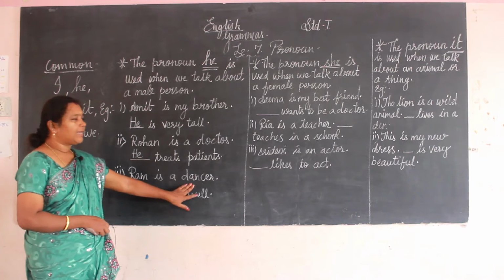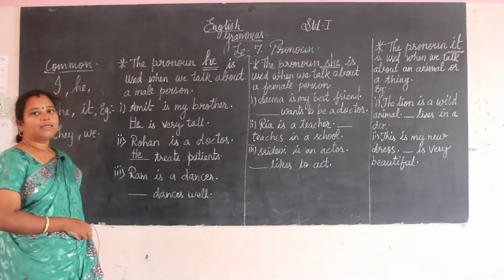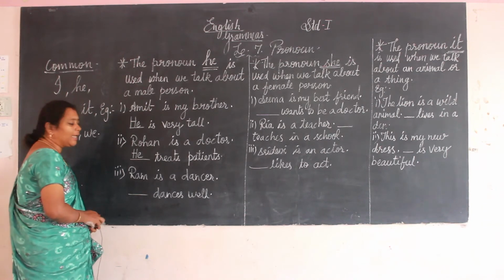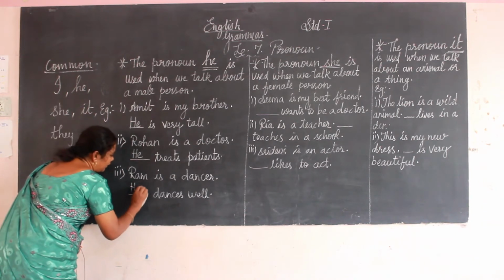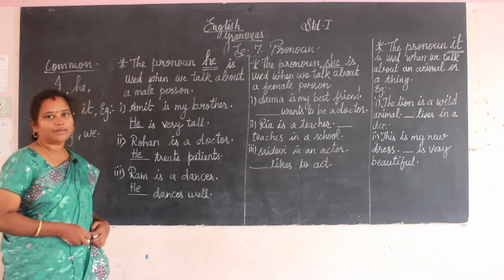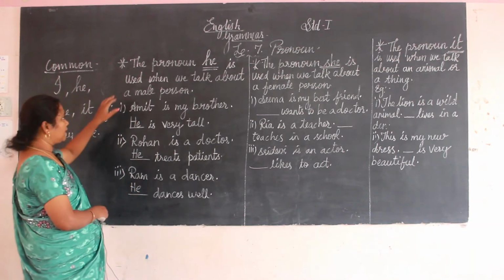Now see the third one. Ram is a dancer. Ram is a dancer. Who is Ram? A boy. So what will you write here? He. H-E, he. He dances well. How will he dance? He will dance well. Okay.